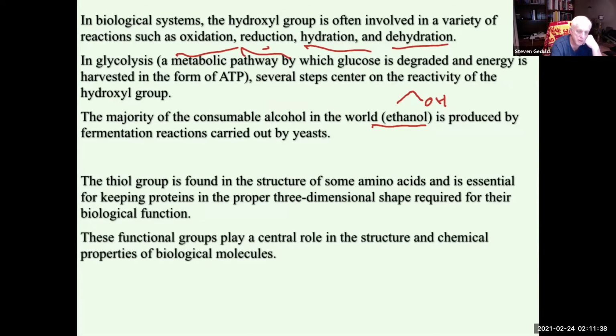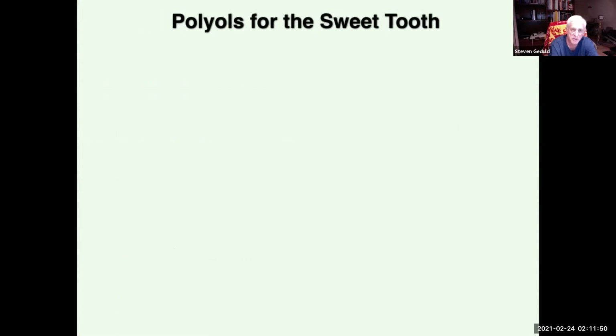Okay. So the functional groups OH and SH, the alcohols and the thiol groups, play a central role in the structure and chemical properties of biological molecules. So we're doing a lot of studying with the OH and SH groups. Polyols. Poly means many, ols mean alcohol or OH. So many OH groups. That's what sugar is. That's what glucose is. There are multiple OH groups on it.